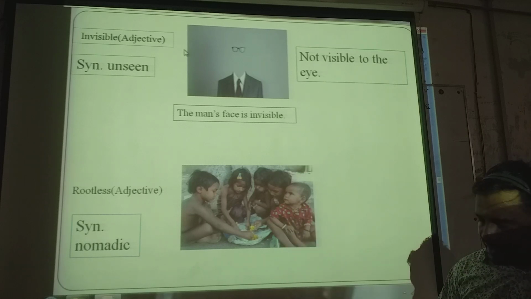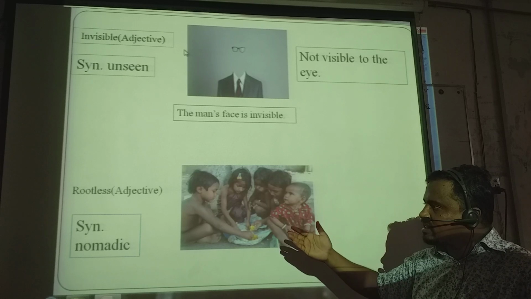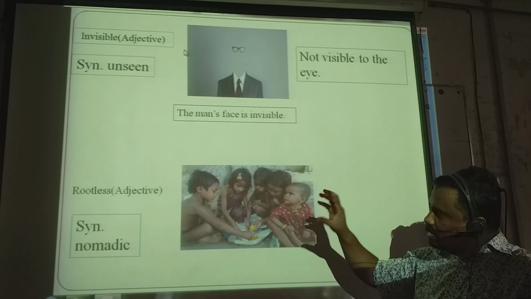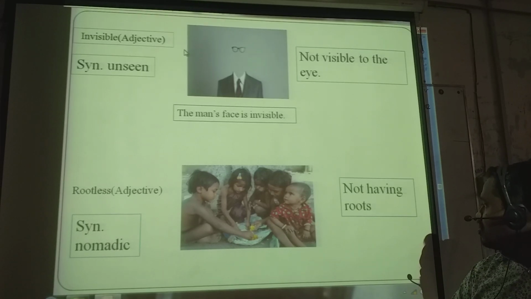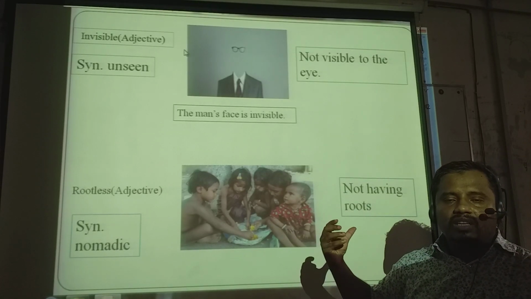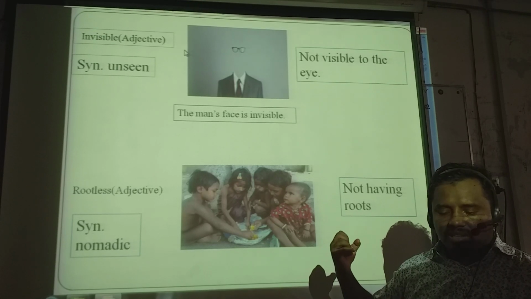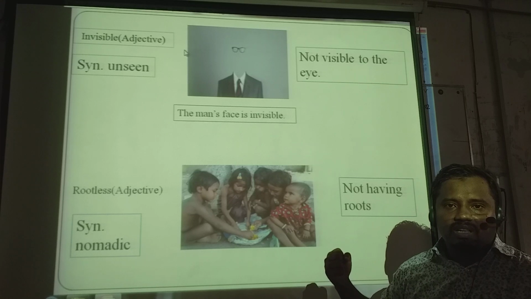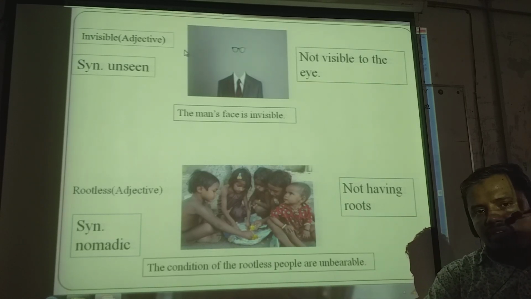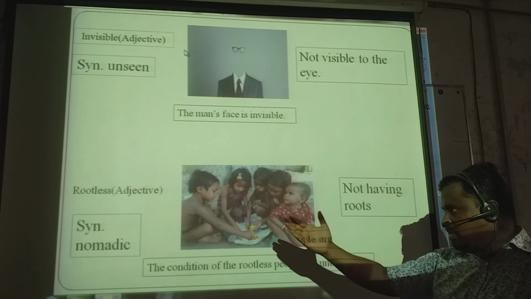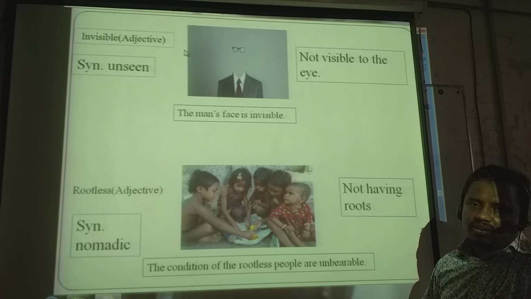Now look at the picture. You can understand the rootless people and the meaning of rootless. Not having roots. The children don't know where they are from, where their root is. Okay. The use of the word rootless in a sentence: the condition of the rootless people is unbearable.